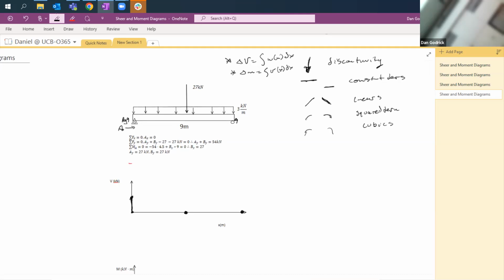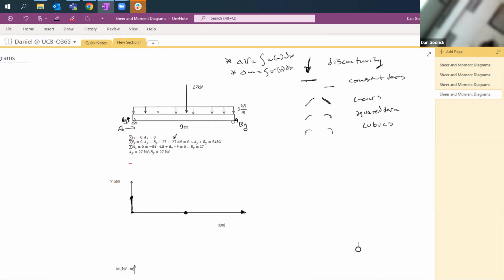All right, so when we do our shear and moment diagrams, the first thing that we need to always do is find our reaction forces. So we have a pin reaction, so we have AY and AX, and we have a roller reaction, so we just have BY. Sum of the forces in the X is 0, so we know AX is 0. Sum of the forces in the Y, we have AY going up, BY going up, then 27 kilonewtons going down. And where does this 27 kilonewtons come from?